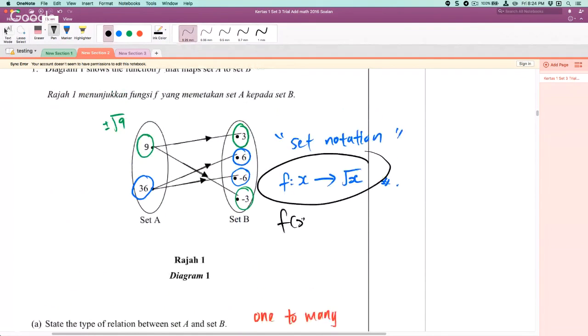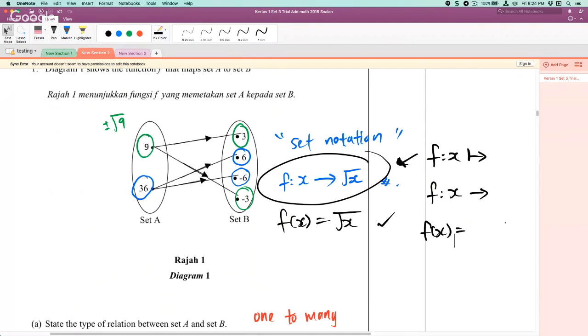Something I want to add on is, for set notation, I think if you write f(x) equals square root x, the examiner will still mark you correct. However, this one is the proper way to write the set notation. You just imagine something like f, dot dot x. Some reference books draw one line and then draw the arrow, but some just put dot dot x and then draw the arrow. I think both of these should be okay. If you write the equal sign, I guess the examiner will mark you correct as well, but I'm not 100% sure, so I prefer you write in the set notation pattern.